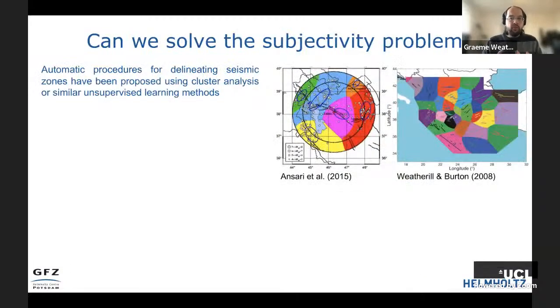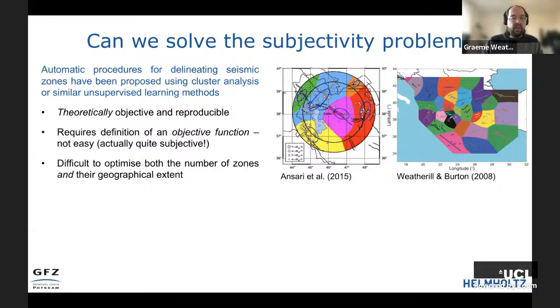Can we actually try and address this in a certain way? There have been examples where automatic procedures have been created for delineating seismic zones. And these have been done using cluster analysis or unsupervised learning methods. These could be more theoretically objective and reproducible. So given the same data and the same settings, another analyst could build the same model.